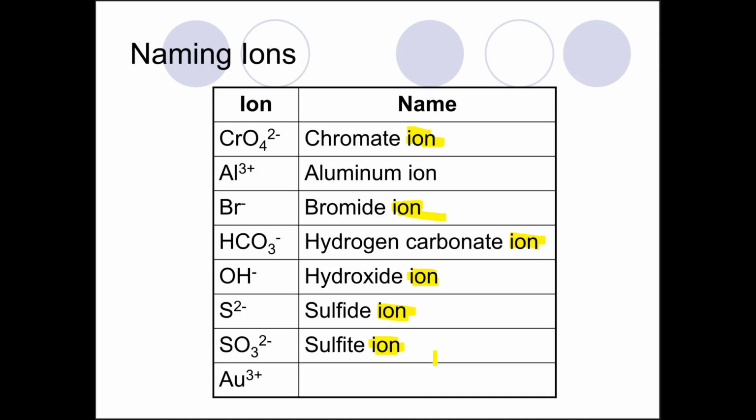Au 3+. All right, so Au is gold. So we find gold on the periodic table. We don't know its charge based on where it lives on the periodic table. It's not one of the groups that has a set charge. So this is when we have to put parentheses in the name. So it's going to be gold with parentheses and the Roman numeral for 3 that says it's a 3+, and then the word ion. I'm not highlighting the word ion there. The ion there is necessary.